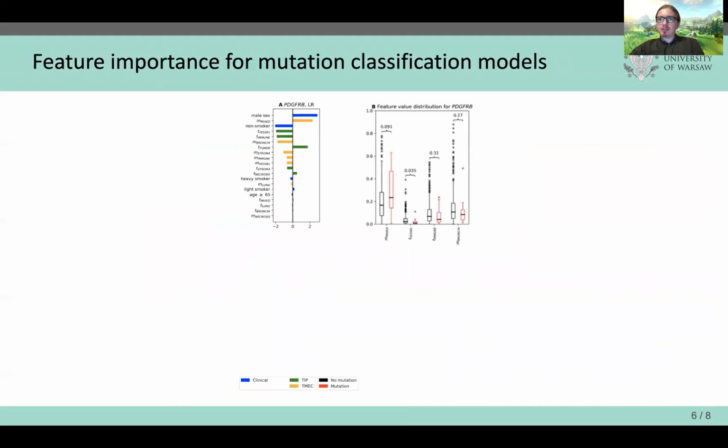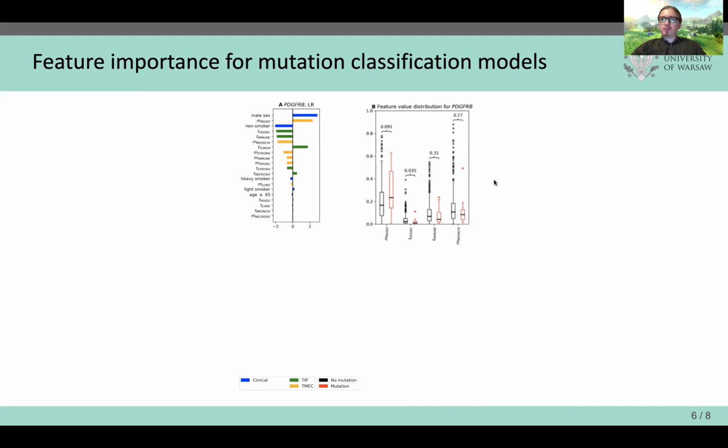The second task was the task of mutation classification. We selected a list of genes that are known to be relevant in lung cancer, and for each of them trained a binary classifier in order to predict if it gets mutated. For the training data, we used clinical data from TCGA and our TIP or TMEC features calculated from TCGA slides. We got AUC over or close to 0.7 for two genes, PDGFRB and RET.